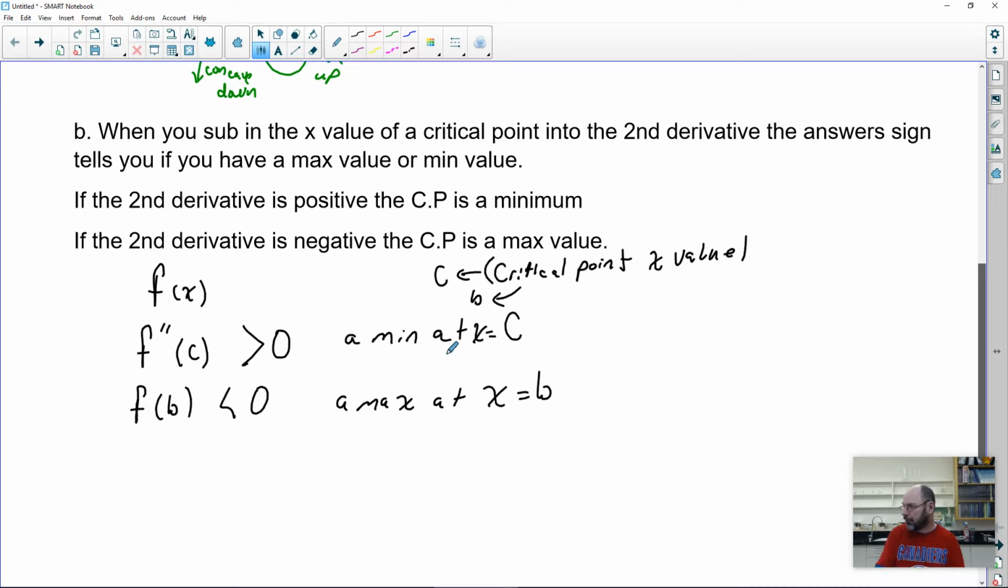Okay, let me get my timer on here so that I can time us today. So what I want to do then is an example: find the max and min points using the second derivative and find any points of inflection. So let's do that today.